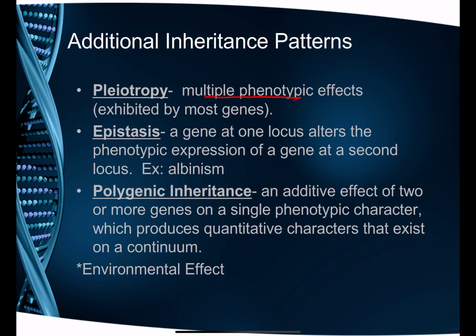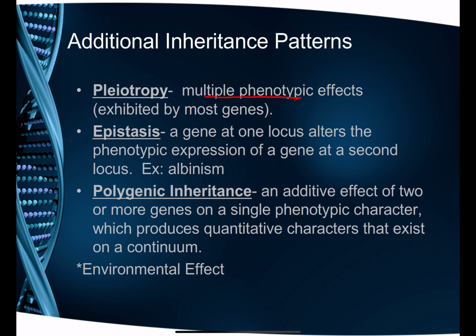Hair color, eye color, skin color. Those are great examples of pleiotropic traits because, you know, your hair is not just brown or blonde, right? My brown may be different from your brown, and so on and so forth.